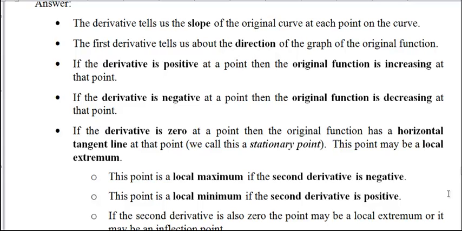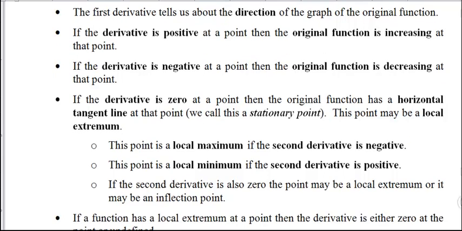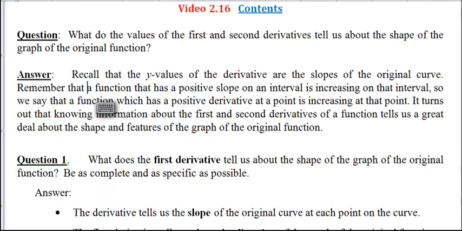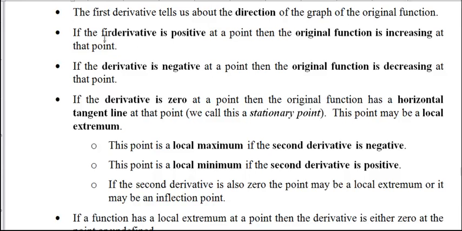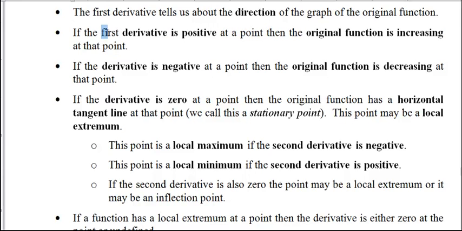It's a local maximum if the second derivative is negative. It's a local minimum if the second derivative is positive. And if the second derivative is 0, if both the first and second derivatives are 0, it might be either a local extremum or it might be an inflection point. We don't know, so we have to do a little bit more investigation. Let me make sure we are clear that we're talking about the first derivative here.